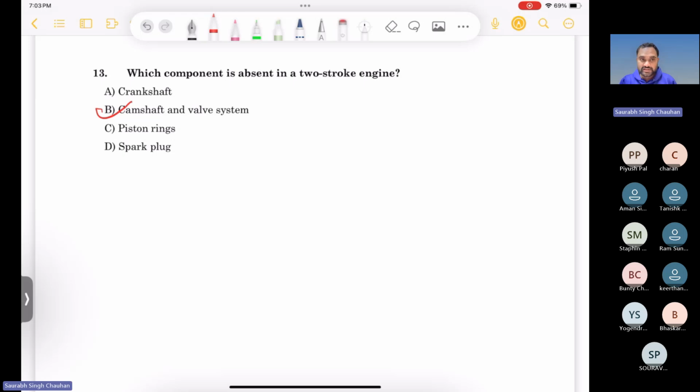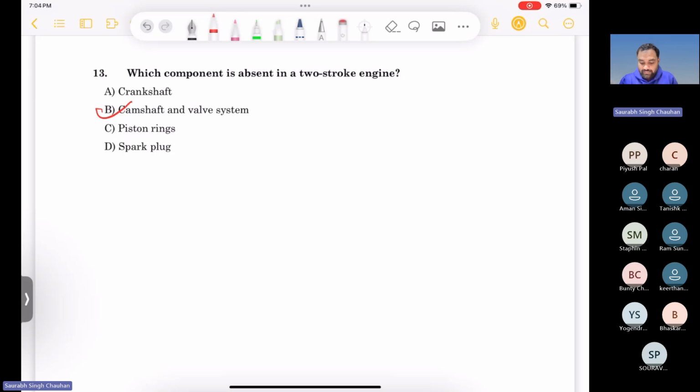Piston rings are obviously there. If there are no piston rings, then there can be leakage of gases into the crankcase, and there can be leakage of lubrication oil into the cylinder, the combustion chamber. And part D says spark plug. No, spark plug is there, right? Because you want to ignite the air-fuel mixture.